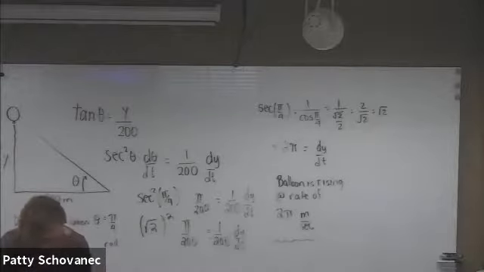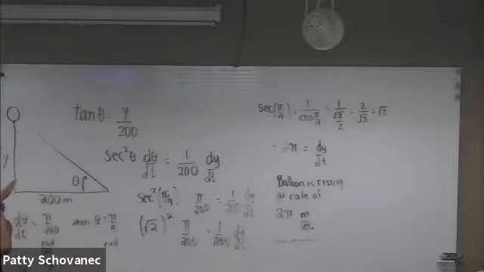A water tank has the shape of an inverted right circular cone. So when you read that, that means the point is down. Altitude 12 feet, base radius of 6 feet. Water's being pumped into the tank at a rate of 10 gallons per minute. Find the rate at which the water level is rising when it is 3 feet deep. Use 1 gallon is 0.134 cubic feet.